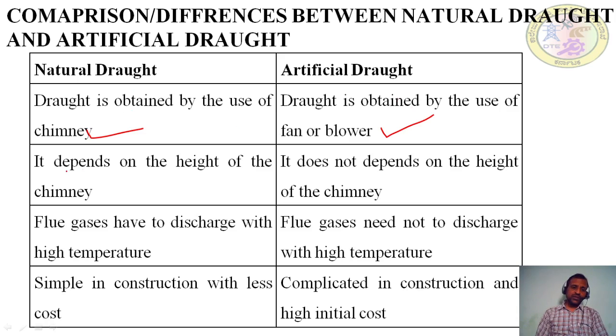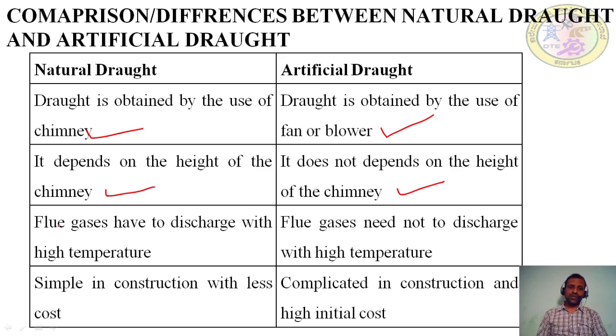So in natural draught, it depends on the height of the chimney, right? If the height of the chimney is more, more pressure difference is created here. If it is less, then less pressure difference is created here. It does not depend on the height of the chimney, since you are inducing or forcing the draught in this case. So it does not depend on the height of the chimney, right?